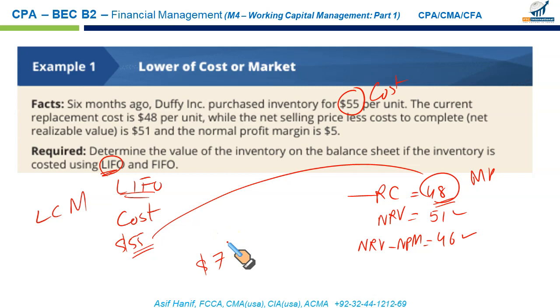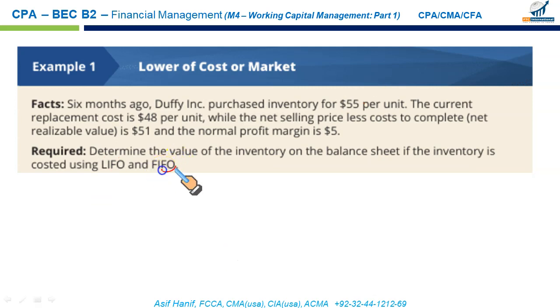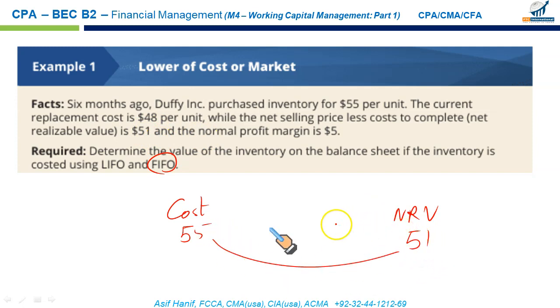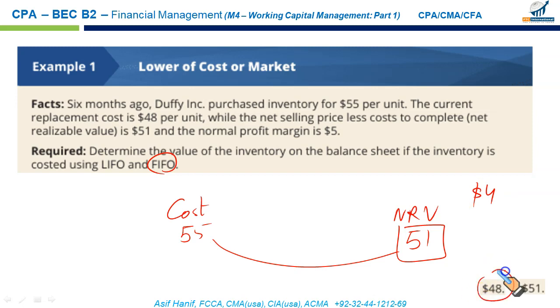Now let's do the same question using the FIFO approach. FIFO says just take cost on one side and take the NRV on the other. Nothing else, just NRV. So if the cost happens to be 55 and NRV is 51, in that case you have to lower your inventory value to 51 and you need to charge $4 as the loss to inventory. Remember, 48 will be the value in the case of the LCM rule and 51 would be the value in the case of the lower of cost or NRV. So this is very important to be noted down.